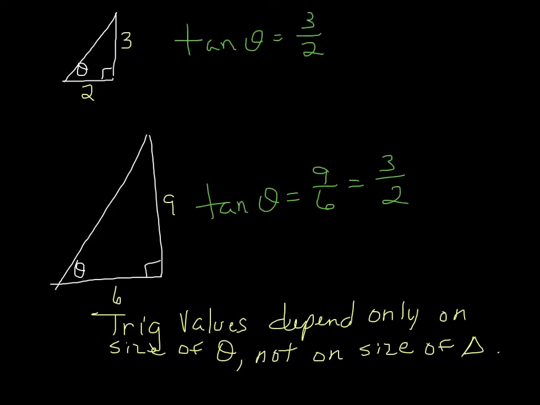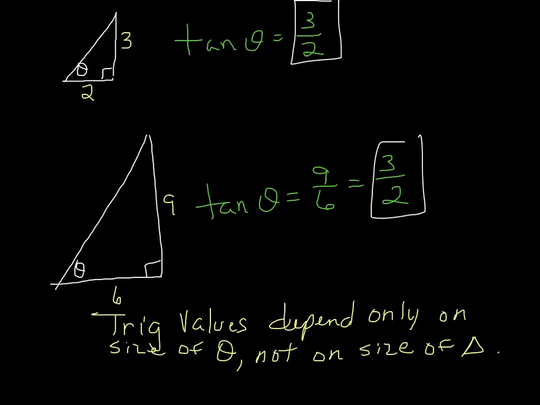Okay. So here, if we look at this, here's a small triangle with an angle theta. I've got a leg of 2 and a leg of 3. So the tangent of theta is going to be 3/2. Down here I have a larger triangle with an angle theta and sides of 6 and 9. But notice when I take the tangent of theta, I get 9 over 6, but that simplifies to 3/2. So even though my triangles are different sizes, I have one that's clearly bigger than the other, the tangent of the angle is still the same thing.